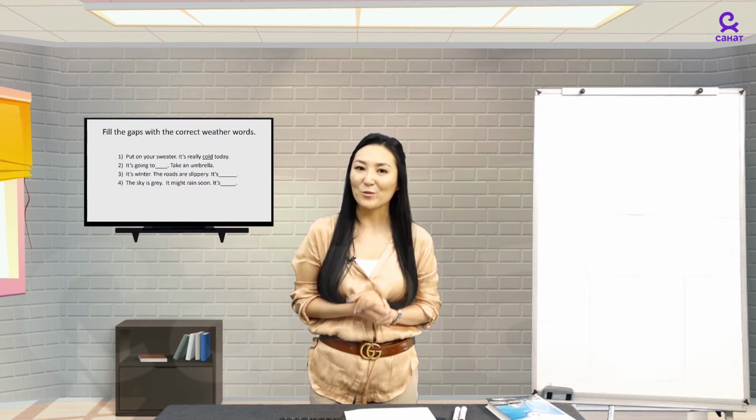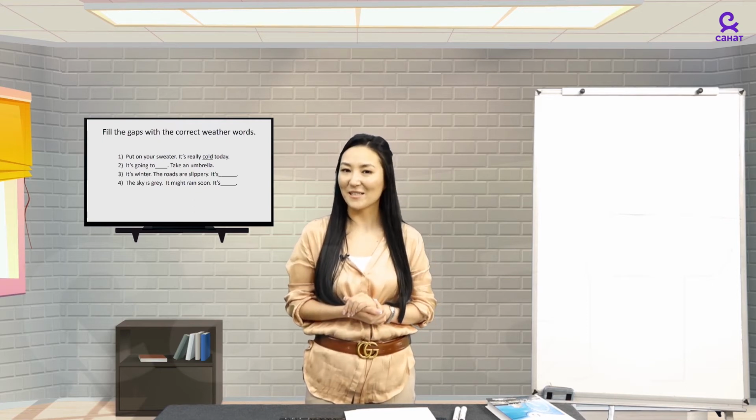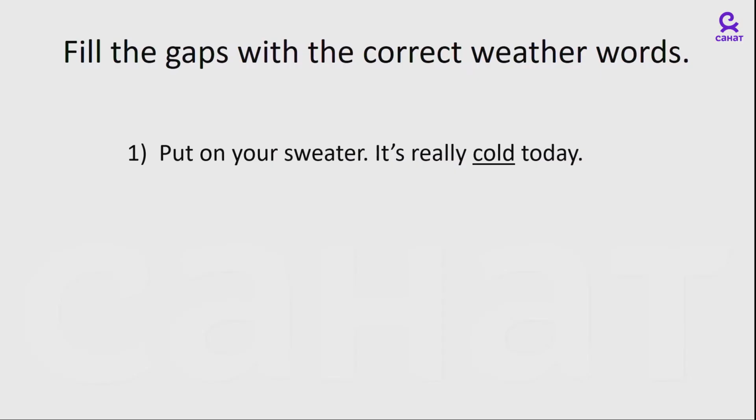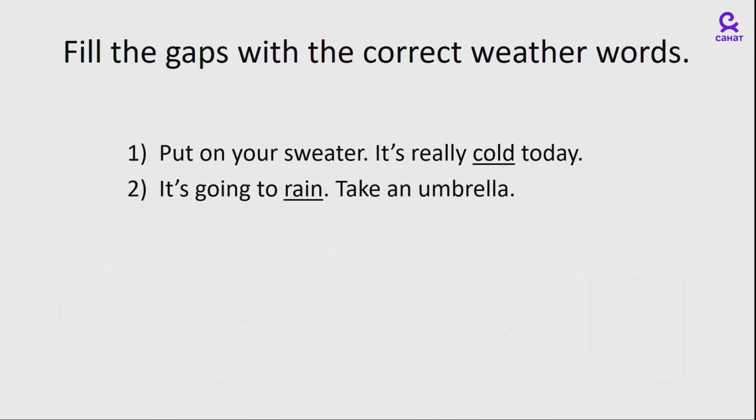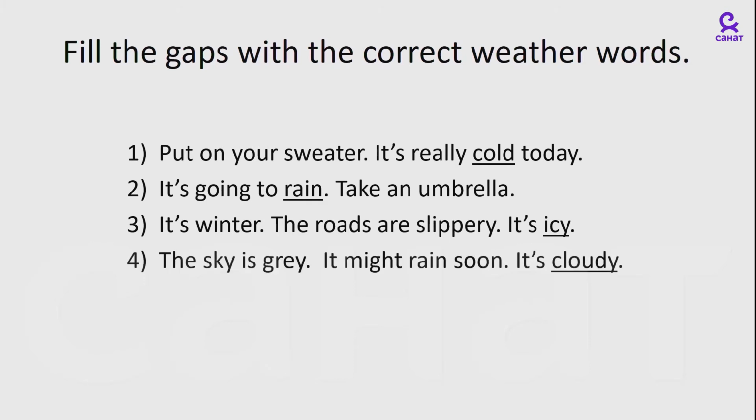Now, work with your classmate and compare your answers. Alright, let's share our answers together. Put on your sweater, it's really cold today. It's going to rain. Take an umbrella. It's winter. The roads are slippery. It's icy. The sky is gray. It might rain soon.